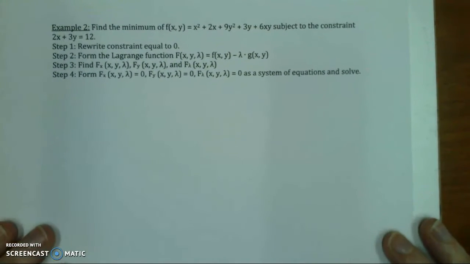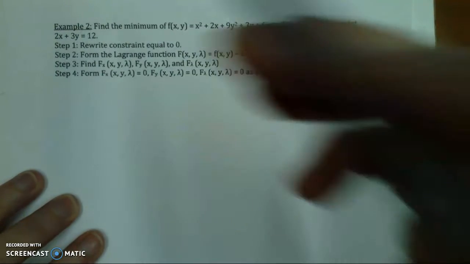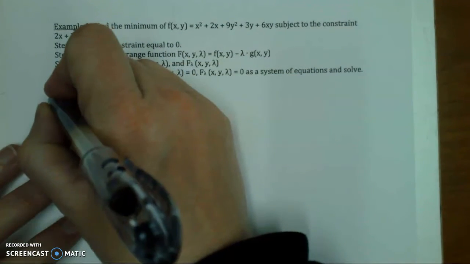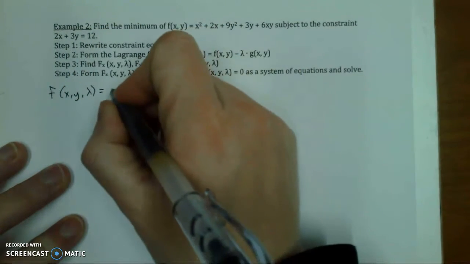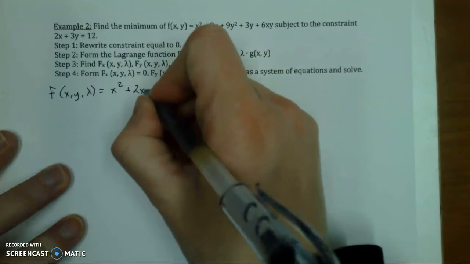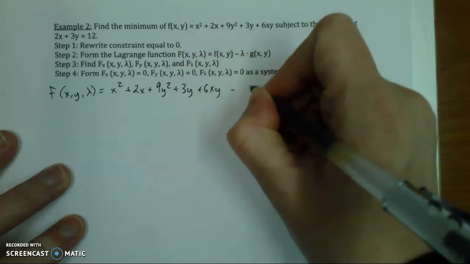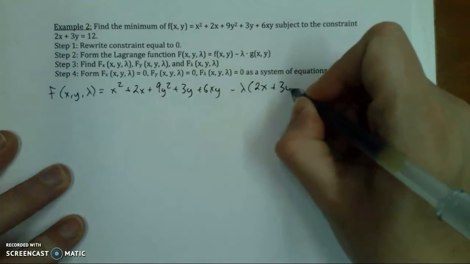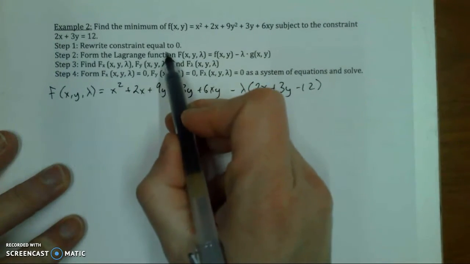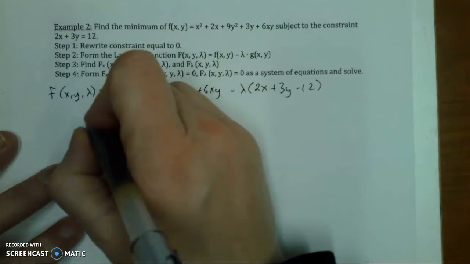Right, let's go ahead and do another example. And at the top, I've got a list of our steps here so we can remember what they are. So here's my function, here's my constraint. So let's go ahead and find this Lagrange function. So again, I'm going to start by listing the given function. And then I'm going to subtract lambda times my constraint equation, which is 2x plus 3y minus 12. Again, I don't usually write that first step out, but I did mentally take that 12 to the other side.